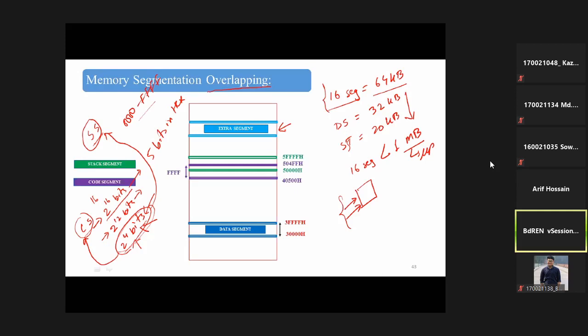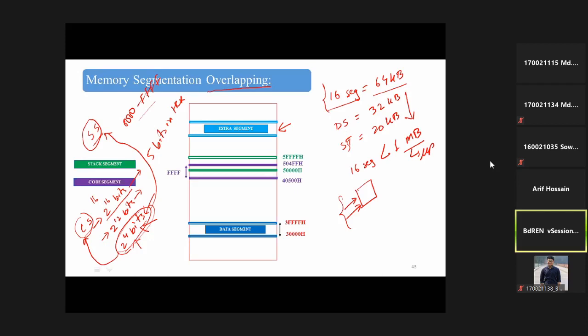Have you got my point? Sir, can you repeat? What I'm saying is, let us say in the data segment you can have a lot of data, like an array, or so many variables. So it may happen that the contents of the data segment exceed the limit of 64 kilobytes. So the extra data can be saved in the extra segment, and that will be decided by your microprocessor.